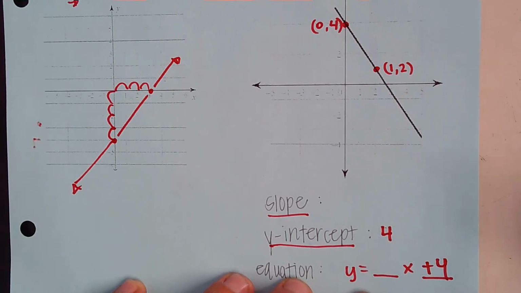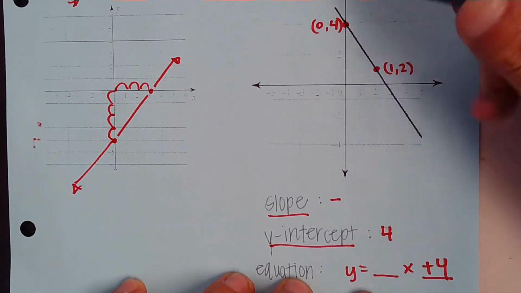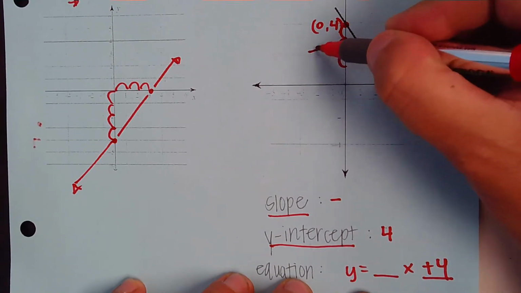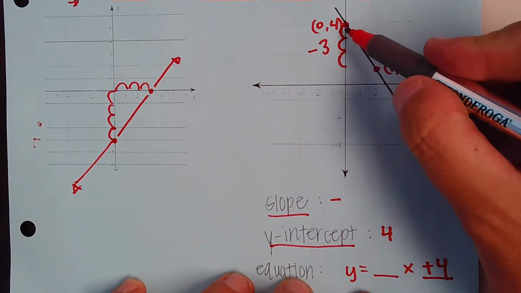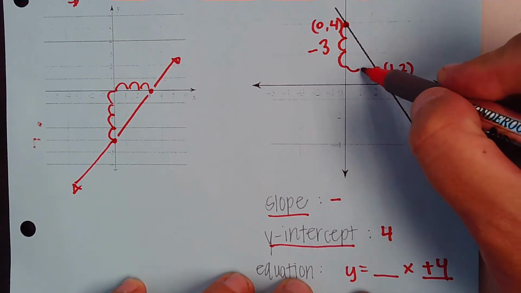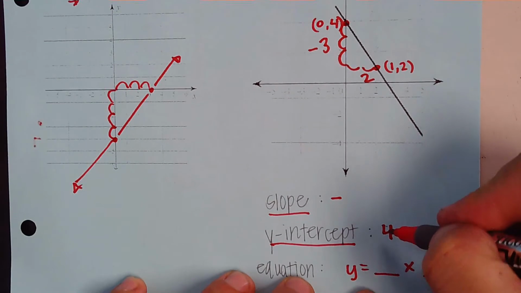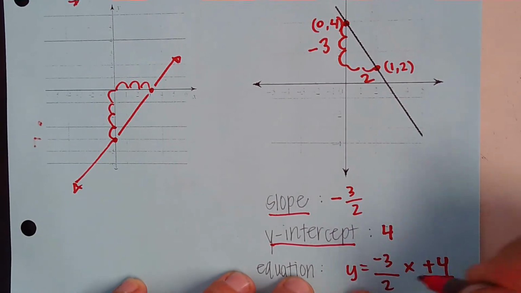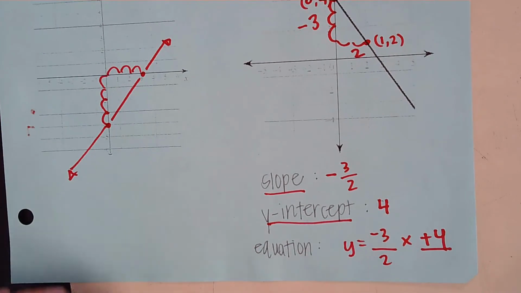Now, what are we going to do with the slope? It's negative. It's a negative slope. We know it's going down from left to right. And it's going to go down 1, down 2, down 3. I understand the graph's hard to see. But it's going down from 4 down to this 1. So down 3, over 1, over 2. Okay? Down 3, over 1, over 2. And there's your equation.